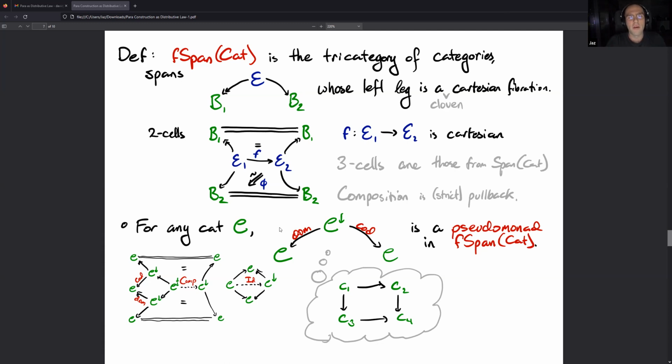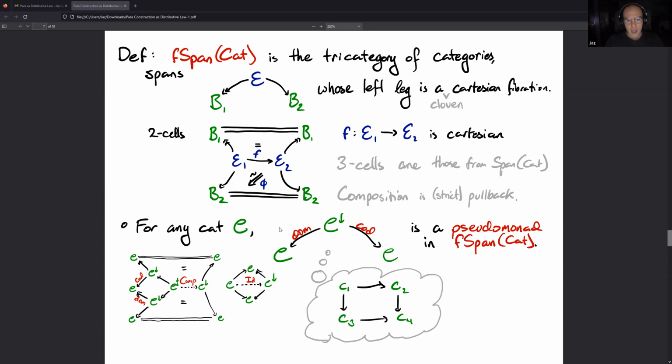Everything is composed by strict pullback. This actually is categorically correct because Cartesian fibrations are already isofibrations, so the strict pullback is already the 2-pullback, which is a useful feature. What that means is we can get rid of one level of coherence hell in working here. Just one, but it's enough.